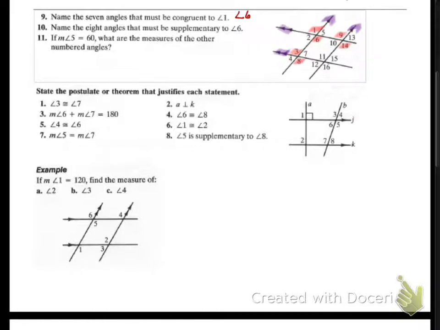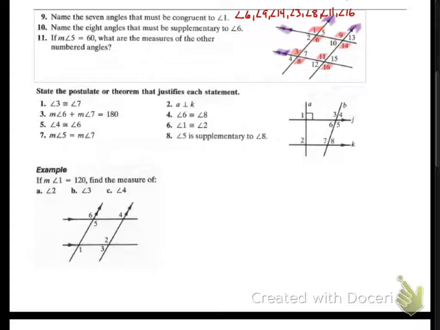So 9 and 3 are congruent. 8 and 14 are vertical to 3 and 9. 11 and 16 are alternate interior and corresponding to 8 and 14 now. So what we end up with is that the 7 angles that are all congruent, because they are parallel lines, all of those red angles are congruent: 6, 9, 14, 3, 8, 11, and 16.